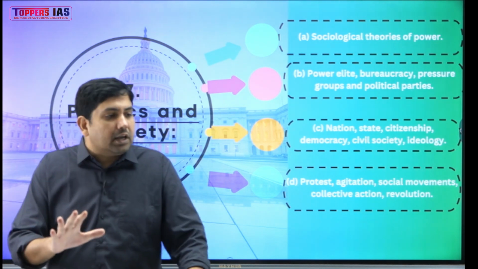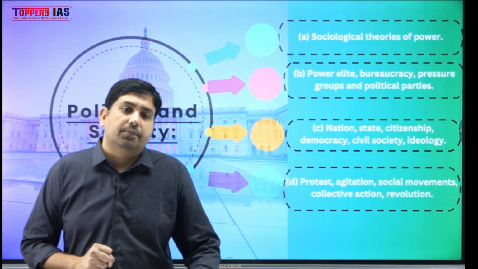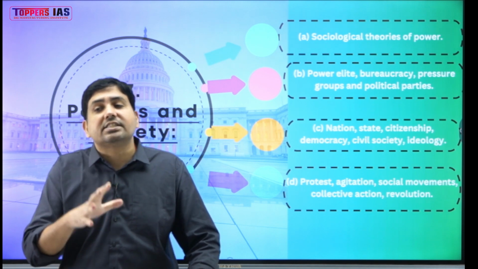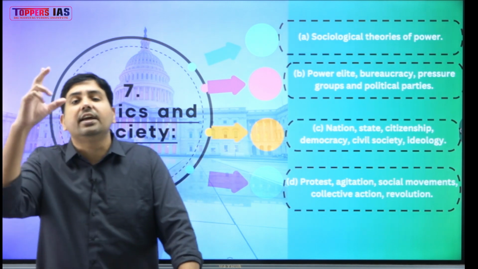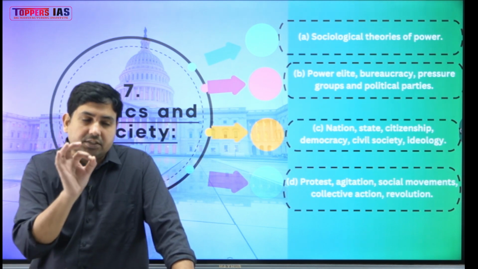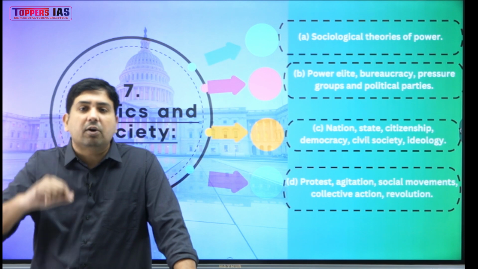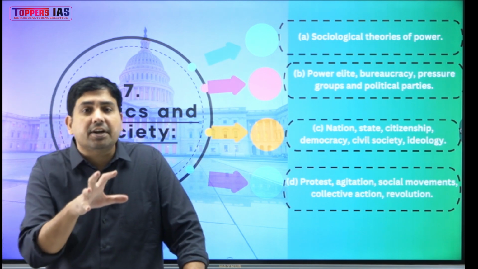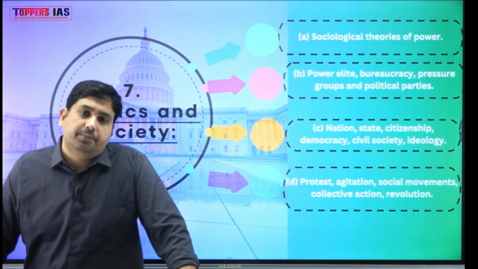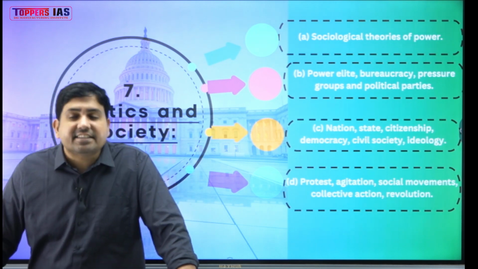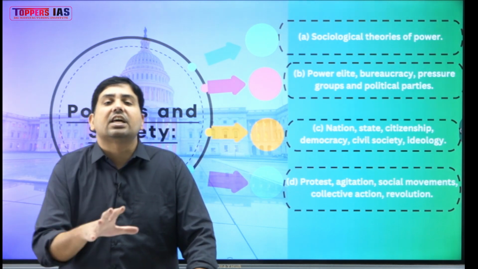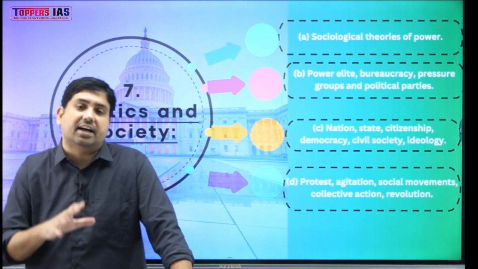For example, if you talk about the Marxist theory of power, very interestingly, Karl Marx says that power is concentrated in the hands of the ruling class. Who are the ruling class? The bourgeoisie class, meaning the capitalist class group which has economic power. So power is concentrated in the hands of the ruling class who controls the economic base. And it says that the state and its various institutions serve the interest of the ruling class.